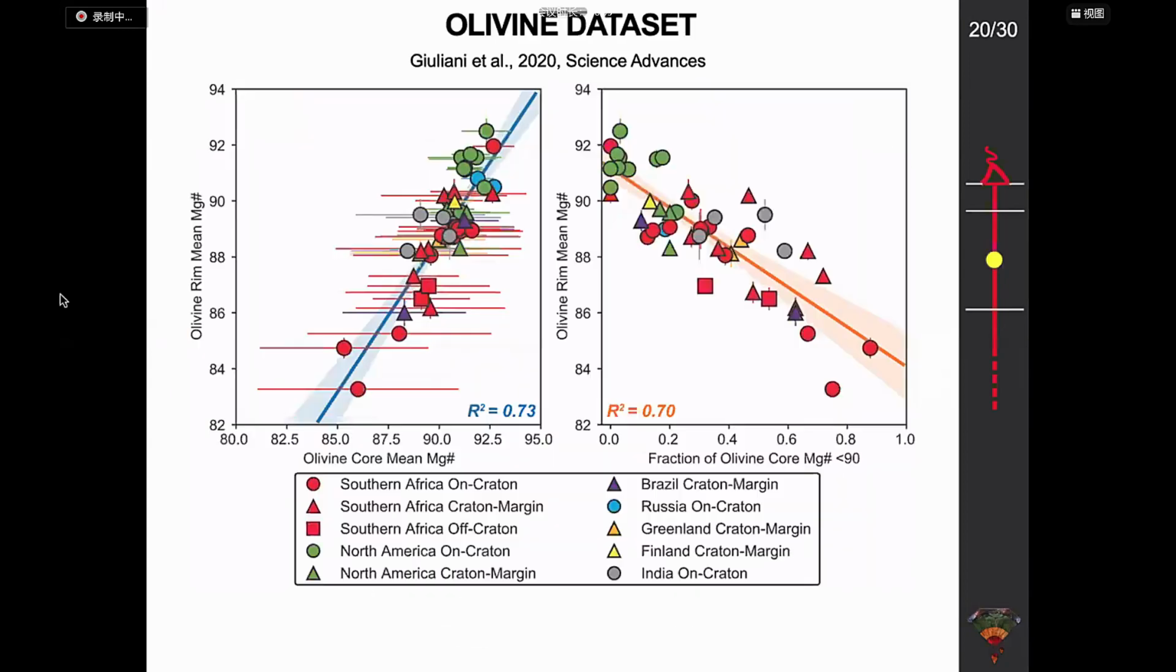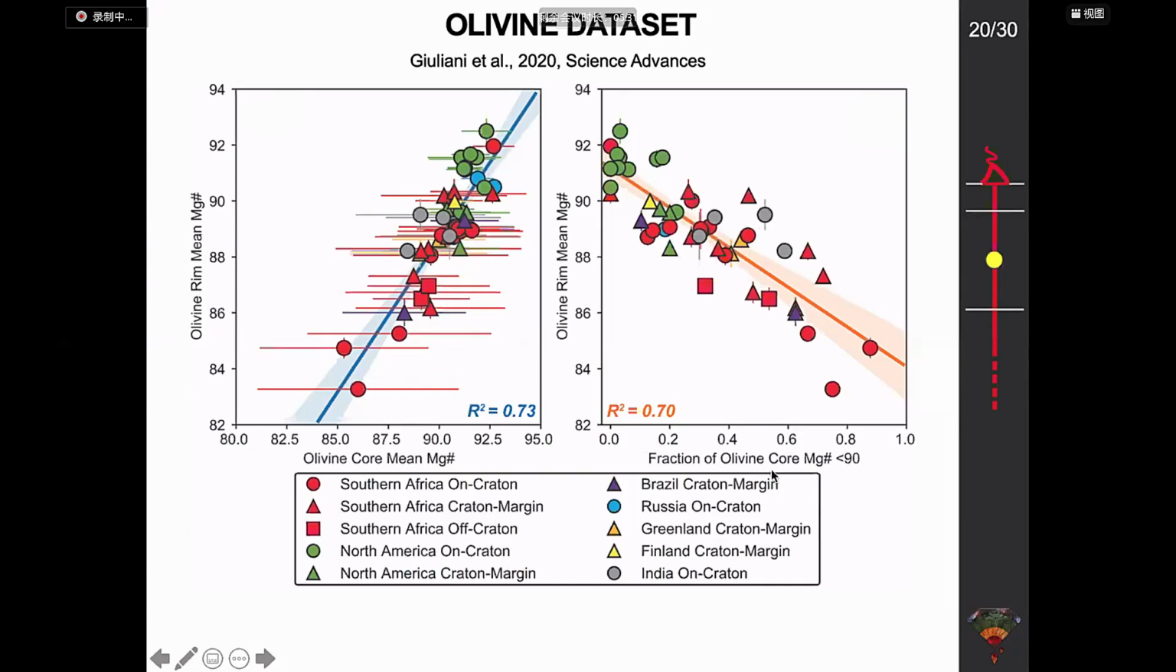I guess after I showed you the previous data, these two charts are probably quite predictable. On the left-hand side, on the x-axis, there is the average magnesium number composition for olivine cores from every given kimberlite compared to the average magnesium number for the olivine rims of that kimberlite. As you can see, the uncertainties are quite large, simply because we're averaging quite a heterogeneous population of olivine cores. But regardless of that, the fundamental observation here is that these two variables are quite nicely correlated.